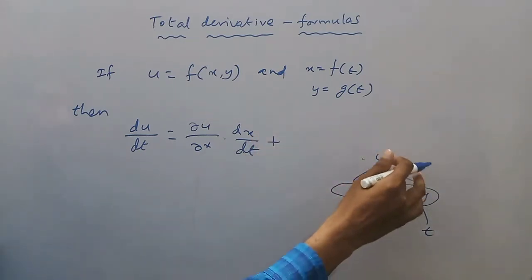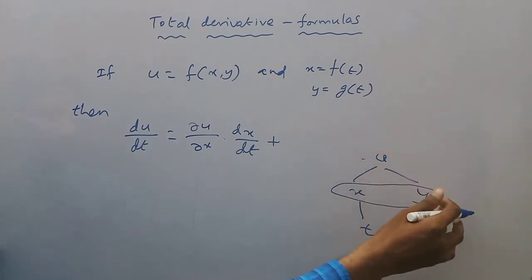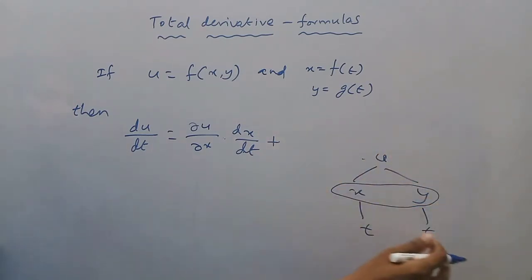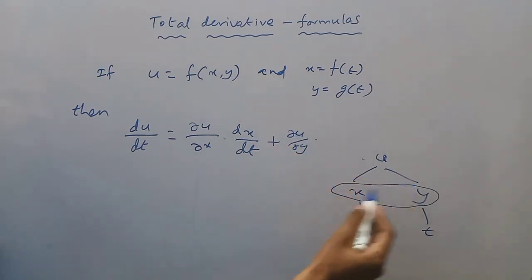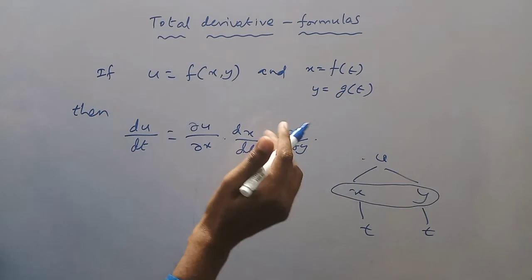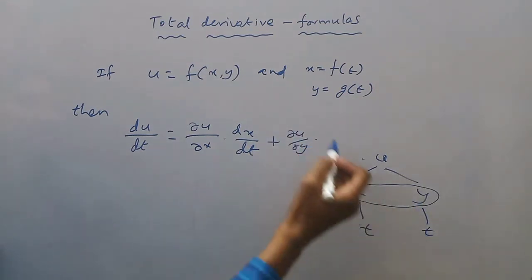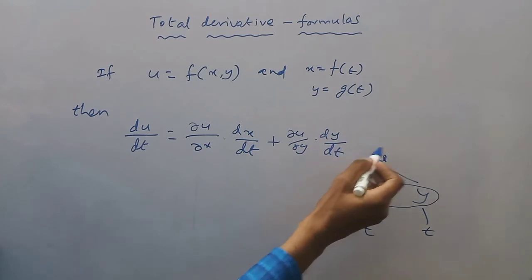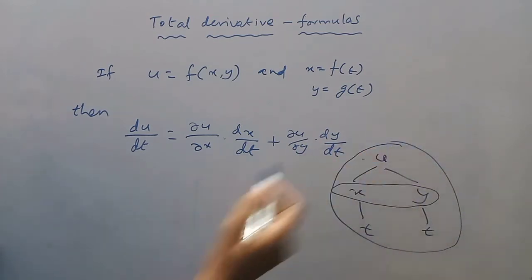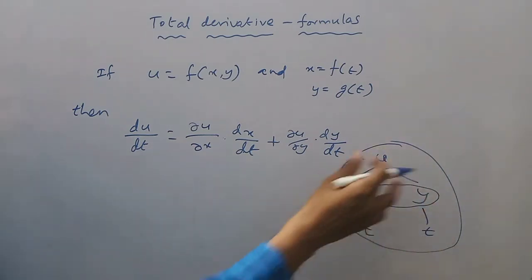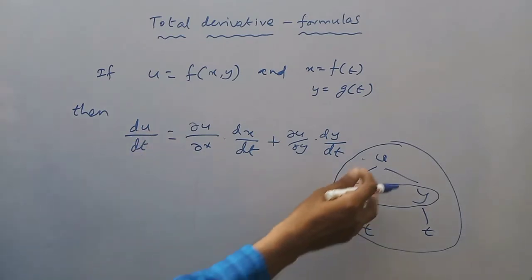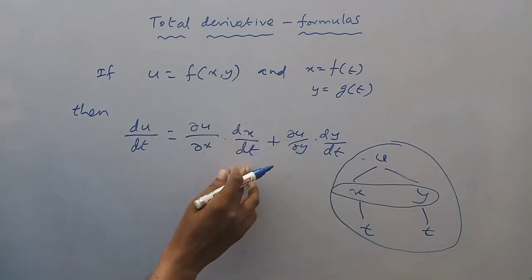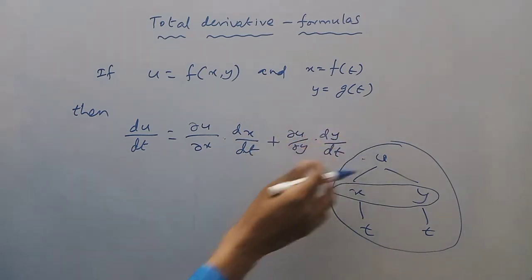Another one, plus: starting from u, you cross y, then you reach t. So dou u by dou y, because u is a function of two variables, the notation is dou, into dy by dt, since y is a function of t alone. By drawing this, we can write the formula: du by dt equals dou u by dou x into dx by dt plus dou u by dou y into dy by dt.